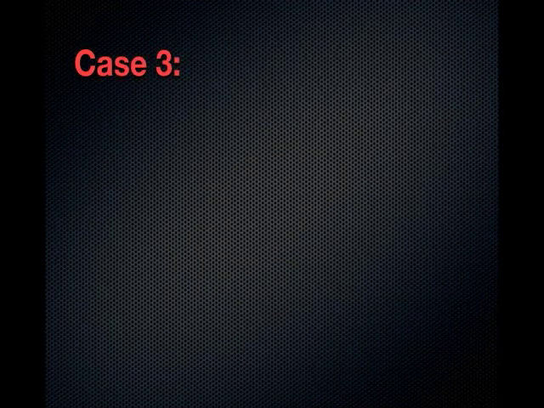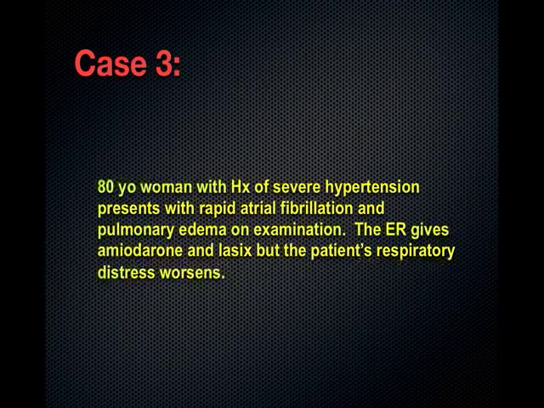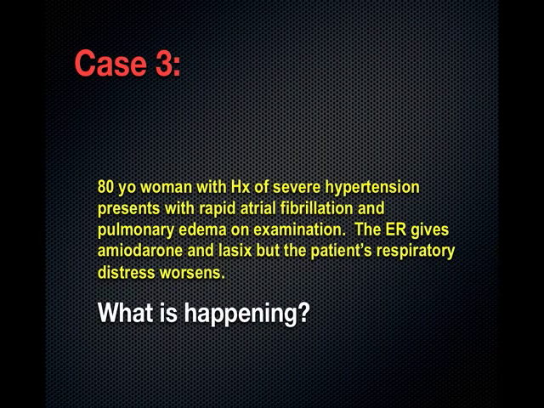Case 3. An 80-year-old woman with a severe hypertension history came in with rapid AFib. She had pulmonary edema on examination. The ER gives her amio to slow her down and Lasix to diurese her. But her respiratory distress worsens. So what is happening here?